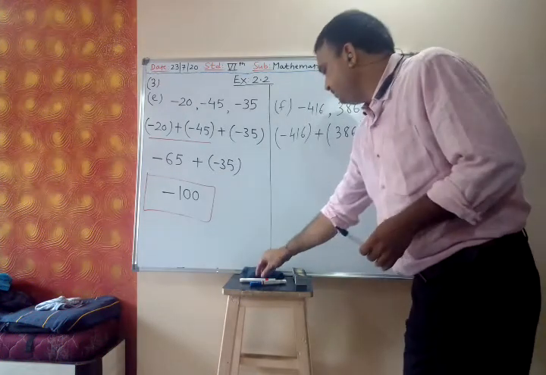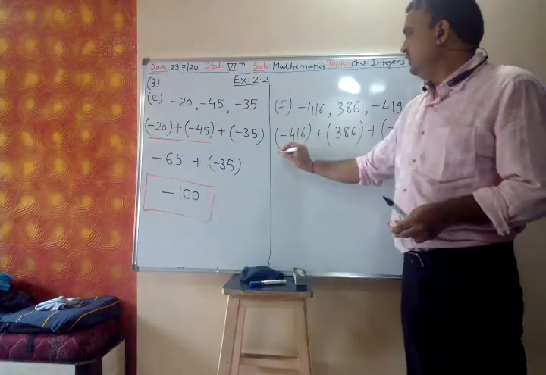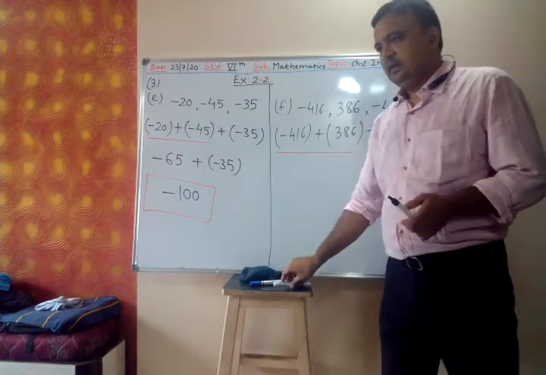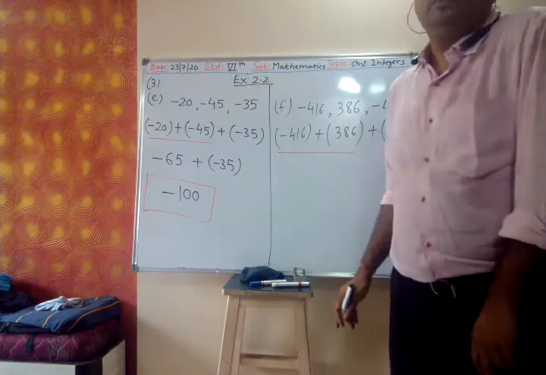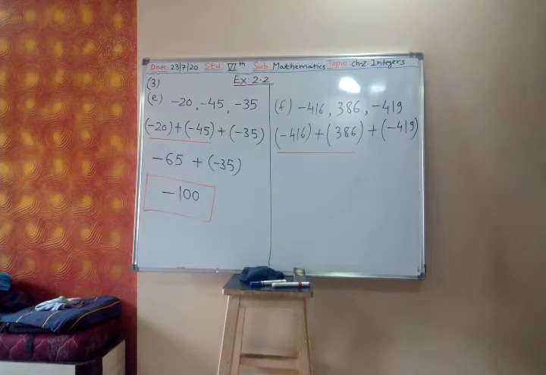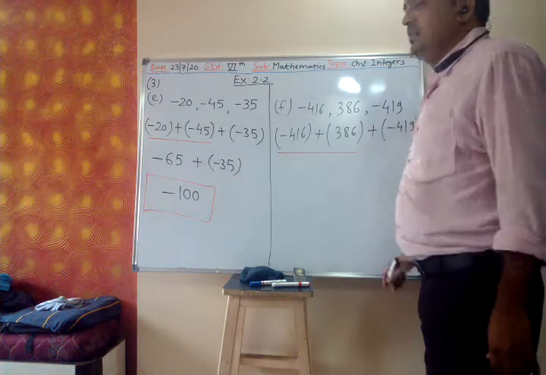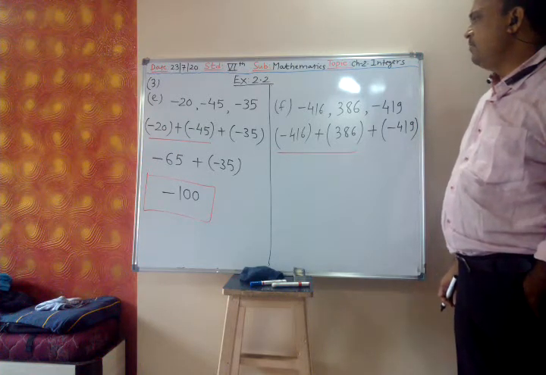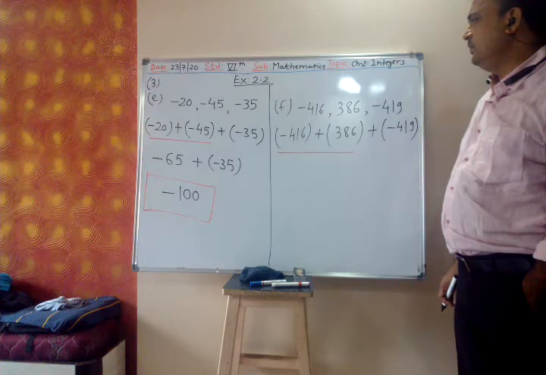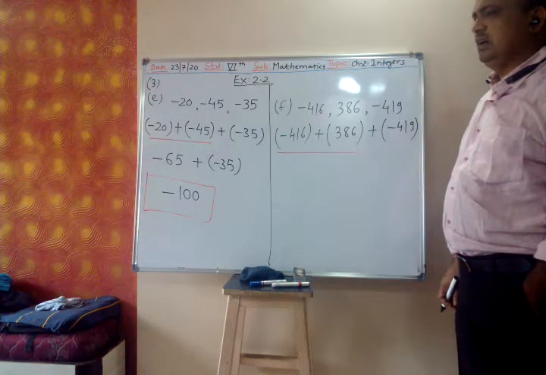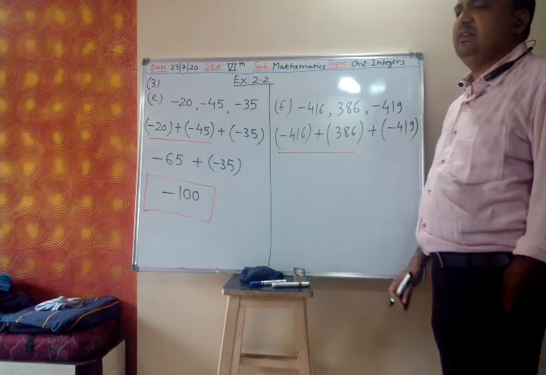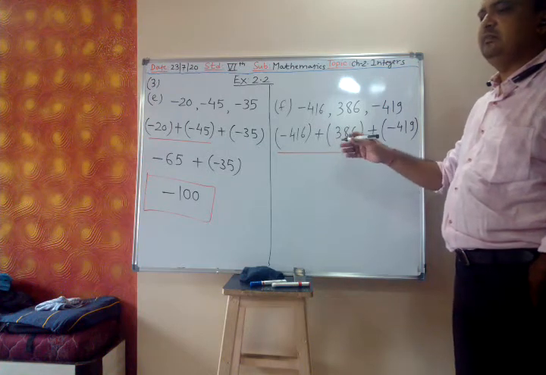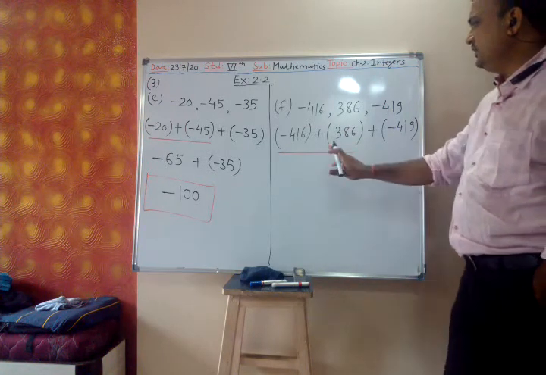Now let us simplify. Because the question is add the following. Add the following means... It was given minus 76, and the number was minus 49. It is very much clear.